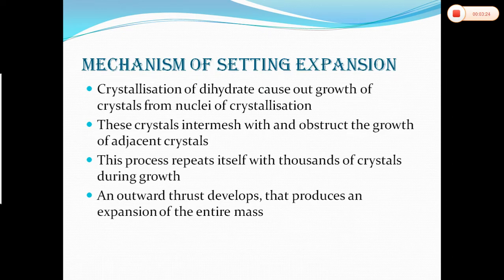How the setting expansion occurs means the mechanism of setting expansion. The crystallization of dihydrate causes outward growth of crystals from nuclei of crystallization. We have seen that when hemihydrate is converted into dihydrate, the growth takes place from a nuclei, from a center point of the crystal. It is known as nuclei of crystallization. As the crystal grows, one crystal is intermeshed with and obstructs the growth of adjacent crystals.